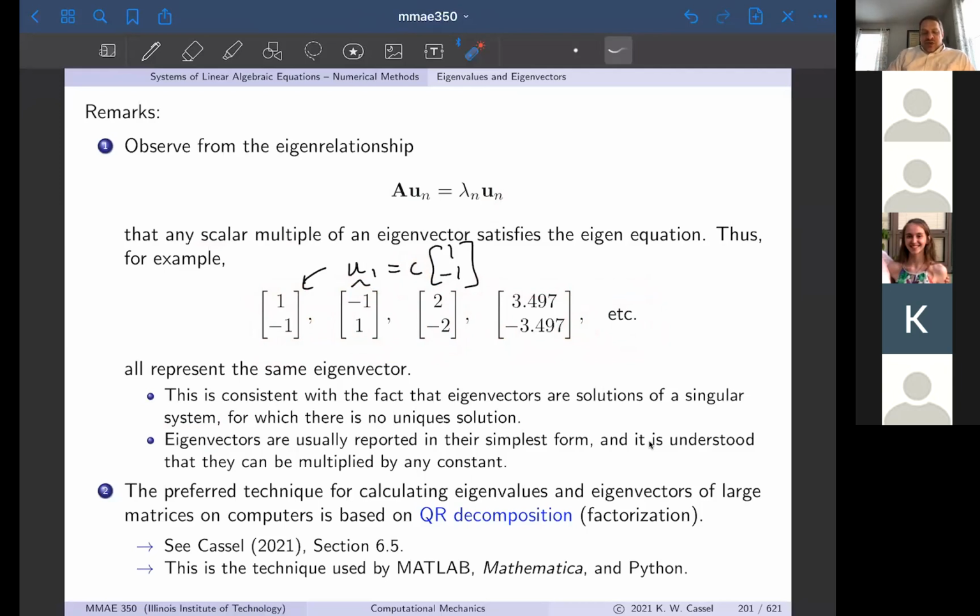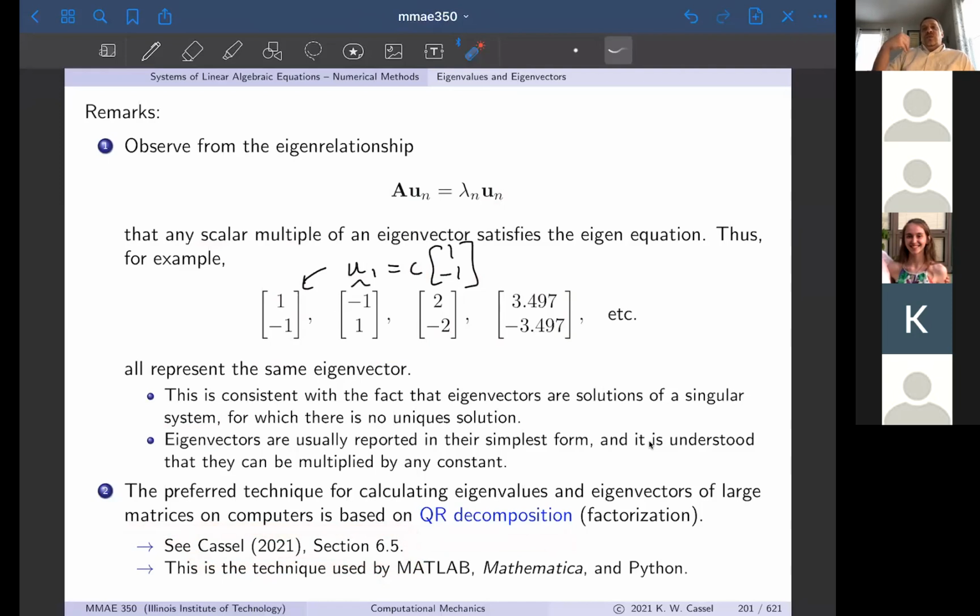Now, how do we get these for very large systems, very large matrices? We use a method based on what's called QR decomposition. That's not something we're going to talk about in this class. It's a more advanced linear algebra technique. But if you're interested in that, when my book finally does come out, it's in section 6.5.